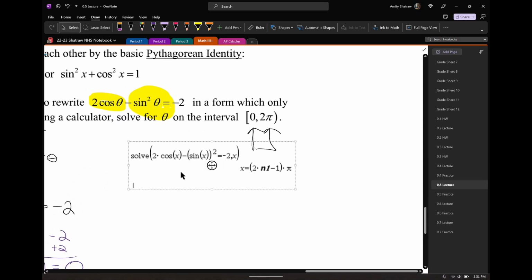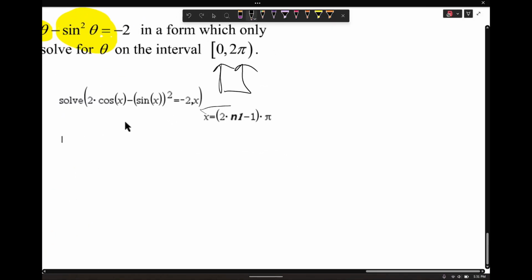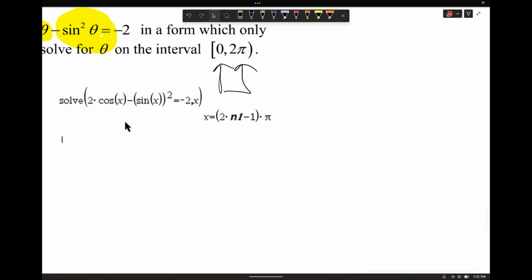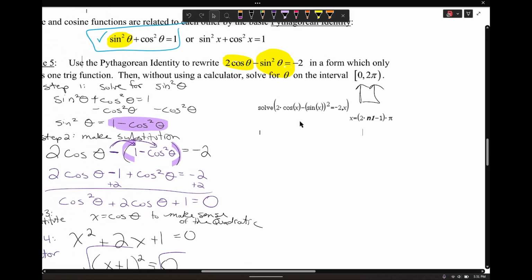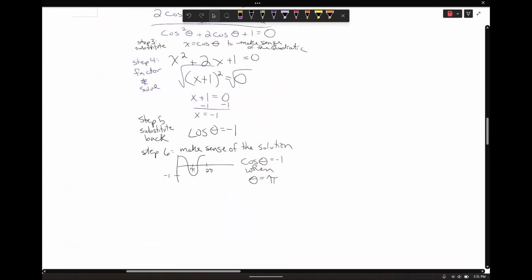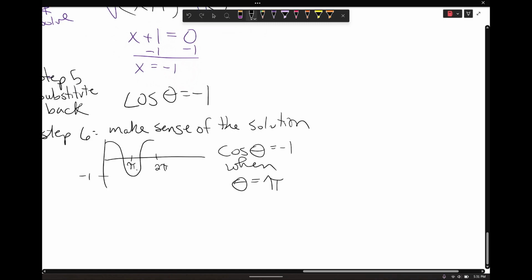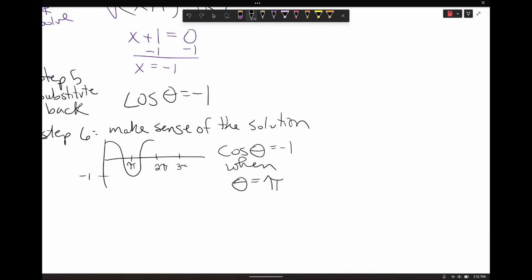Now, if you look at this, this is supposed to be my solution. Well, this is a variable, and it means that you can kind of look in all of the different places that cosine equals -1. I did a quick little sketch of it, cosine right here. It equals -1 right here at pi. But then if I keep going at 3 pi, and I keep going to 4 pi, I'll get another period, right?